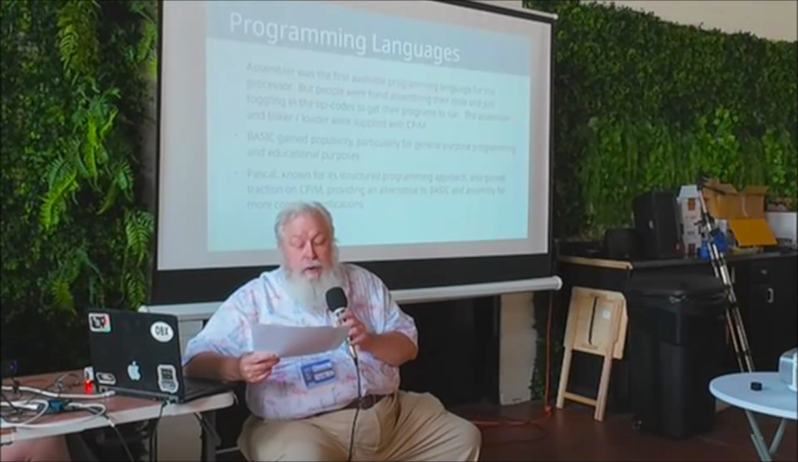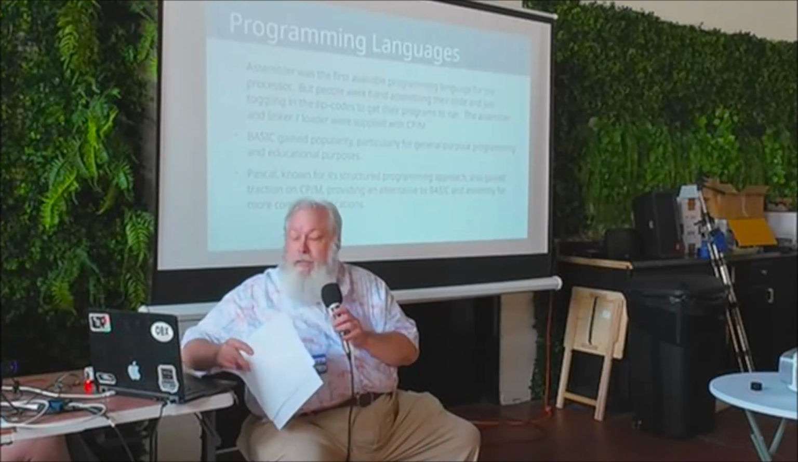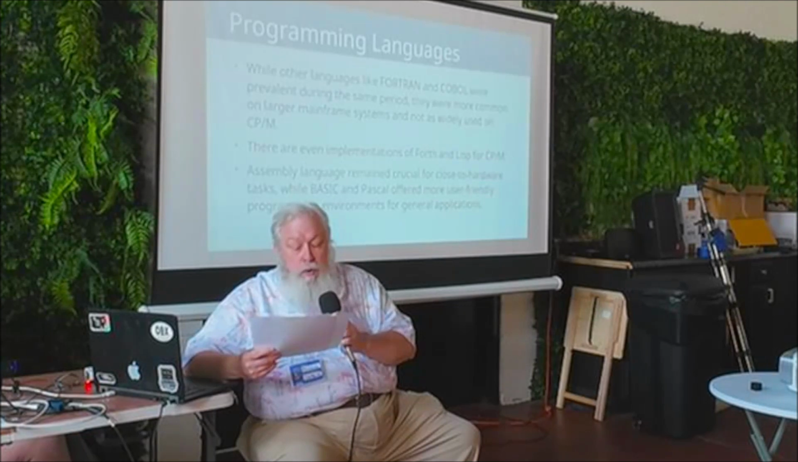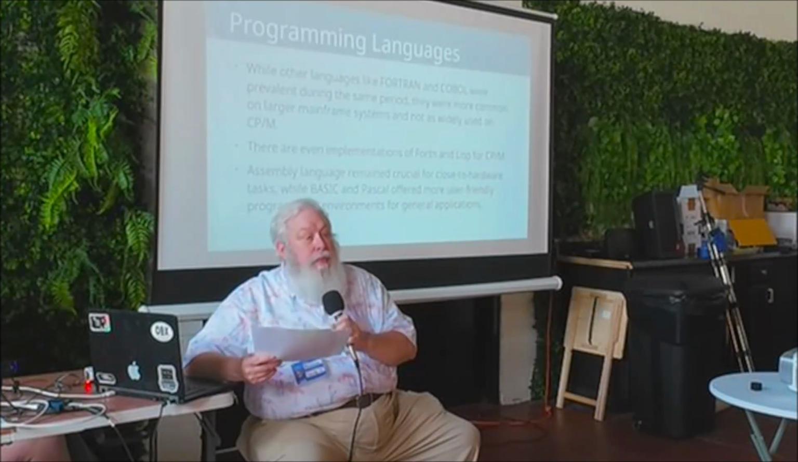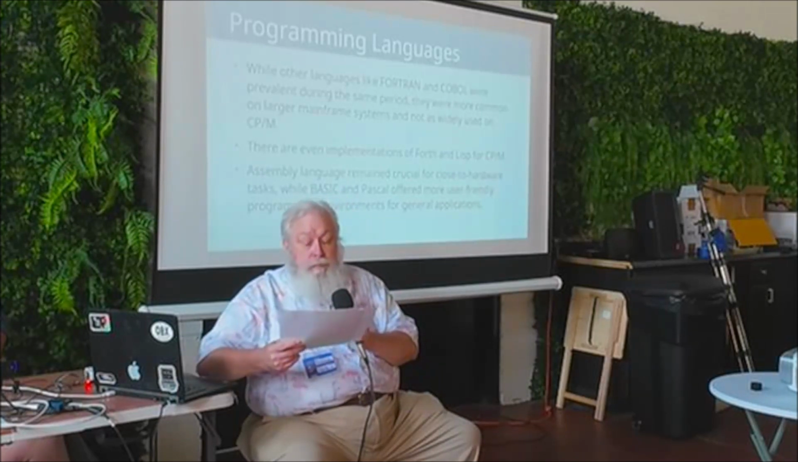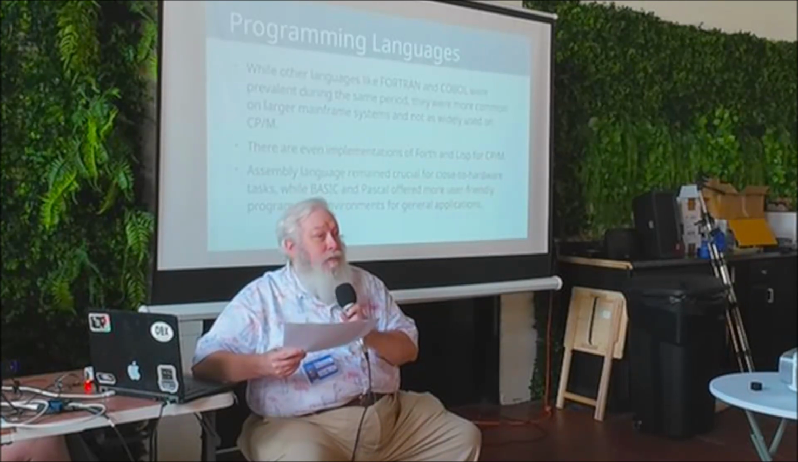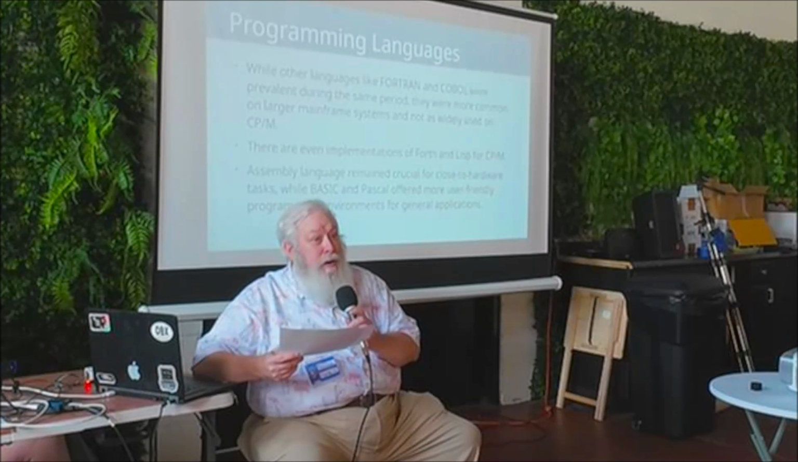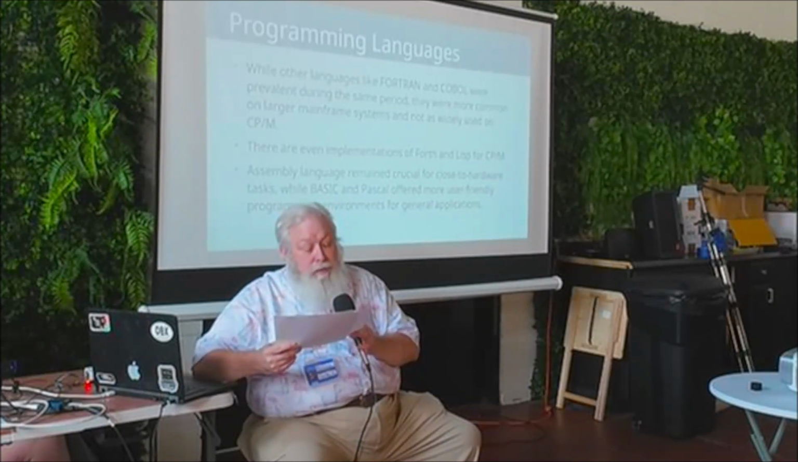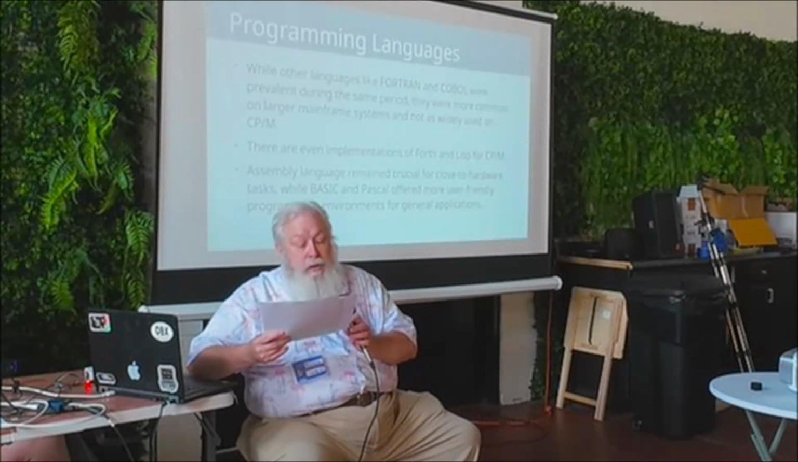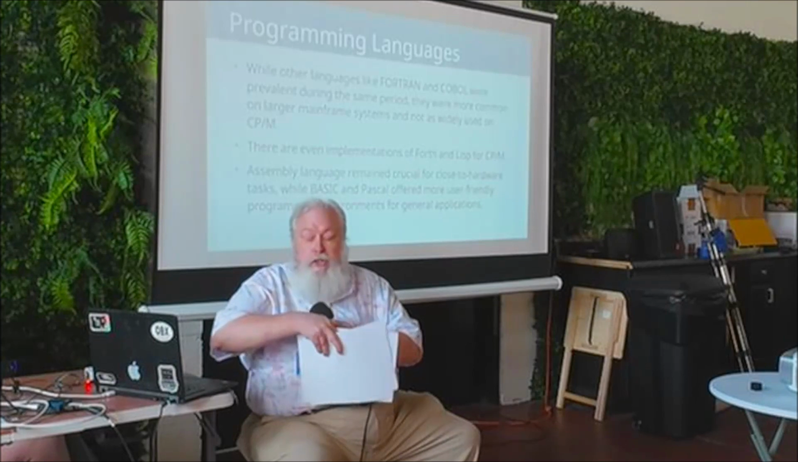Pascal, known for its structured programming approach, also gained traction on CP/M, providing an alternative to BASIC and assembly for more complex applications. While other languages like Fortran and COBOL were prevalent during the same period, they were more commonly found on larger computers and not widely used on CP/M. However, Microsoft decided that we needed ports of both of those. So there's a Microsoft COBOL compiler and a Microsoft Fortran compiler. Assembly language remained crucial for the close-to-hardware tasks, while BASIC and Pascal offered more user-friendly programming environments for general applications.